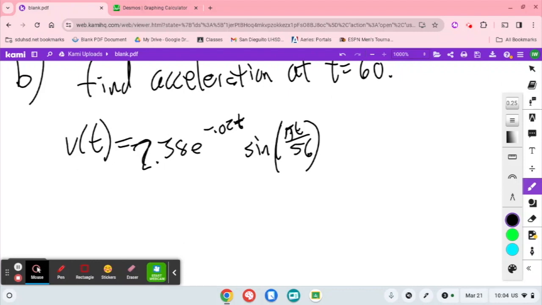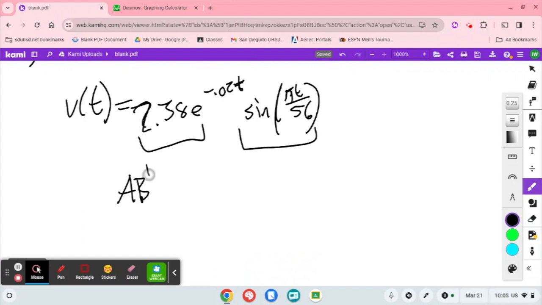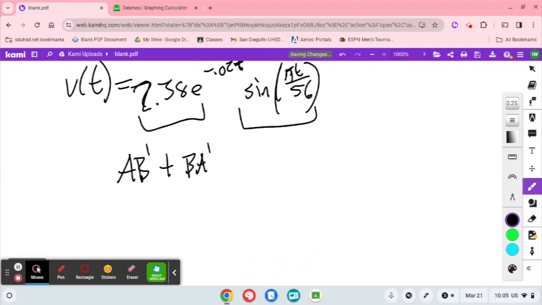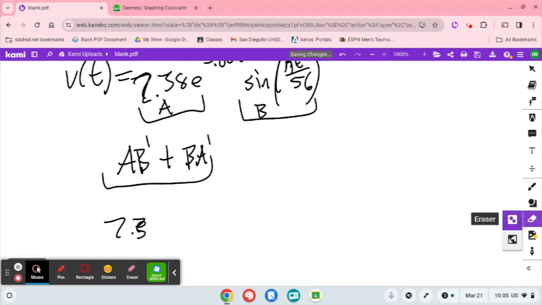And we can see that we have a function right here and a function right here that are being multiplied together. So we're going to want to use the product rule, which can be represented as a b prime plus b a prime. So if we let this be a and this be b, we can just solve this, which is going to be 2.3. Sorry, put the wrong constant there.